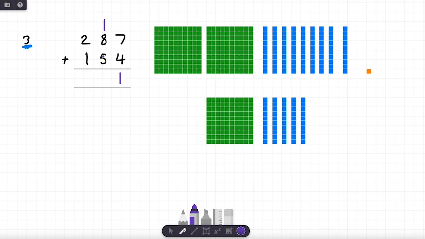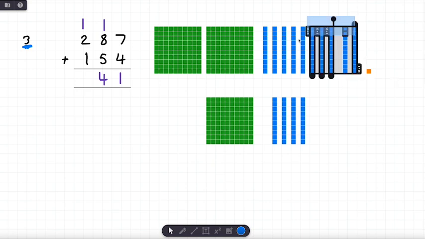Now we've actually got another carry here as well, because 8 tens plus 5 tens plus 1 ten, or 8 plus 5 plus 1, is going to give us 14. So we're going to be making another 100, and we're going to have 4 tens as well. To show that, we can see that we've got 1, 2, 3, 4, 5, 6, 7, 8, 9, and one of these, so that's 10 tens, that all makes 100.